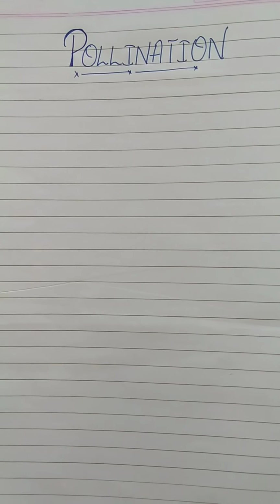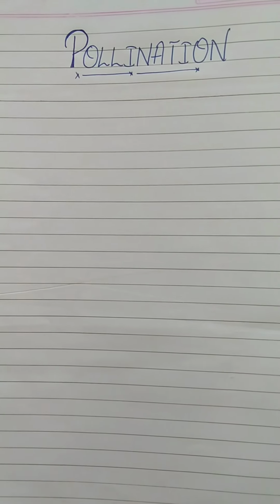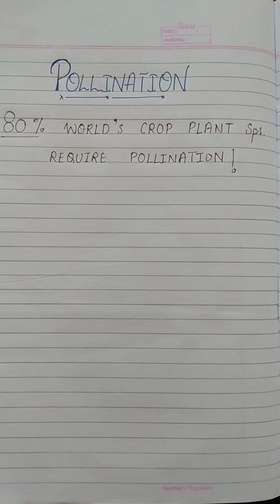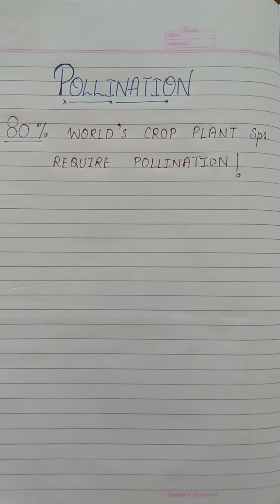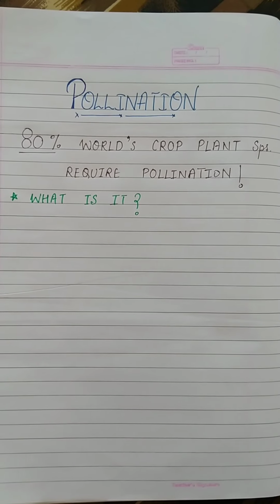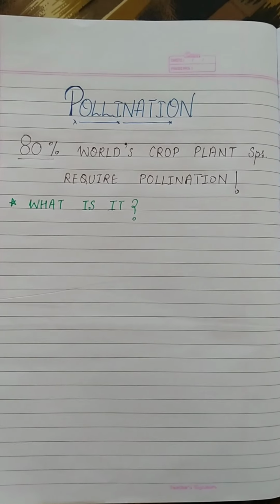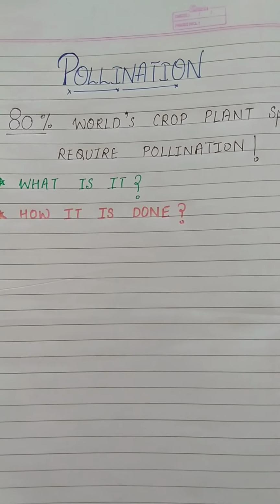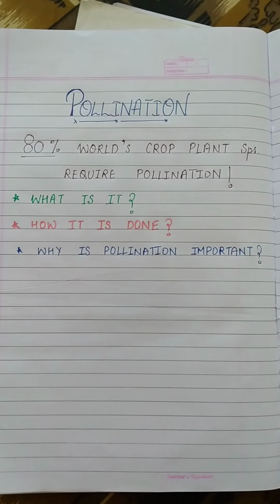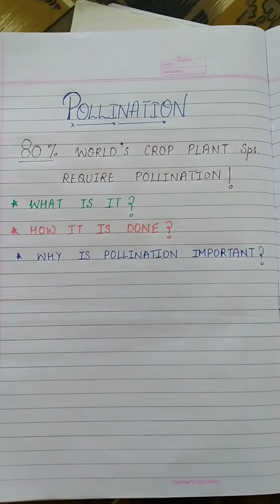In today's class, we will talk about pollination. At least 80% of our world's crop plant species require pollination. So, what is pollination? How is it done? And why is pollination important?